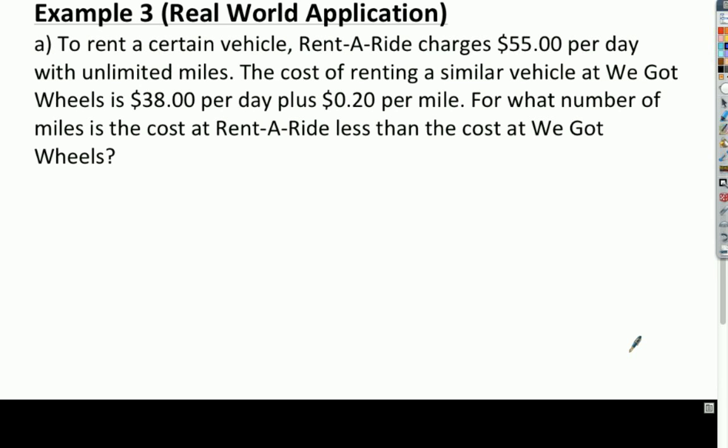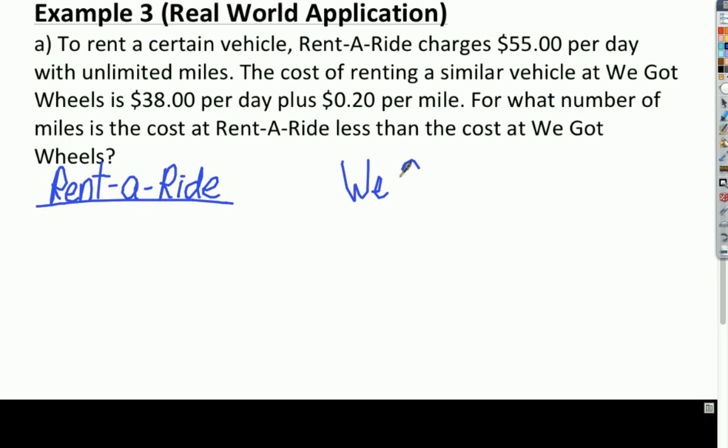Now let's get the 2 players down on paper. We've got rent-a-ride, and now you're working together with me. We've got rent-a-ride, and we've got We Got Wheels. We want to take the information from the question and write an algebraic expression for rent-a-ride, and we want to write an algebraic expression for We Got Wheels, and then we want to use them to do something. So let's start with rent-a-ride. What do we know about rent-a-ride? What do we know?